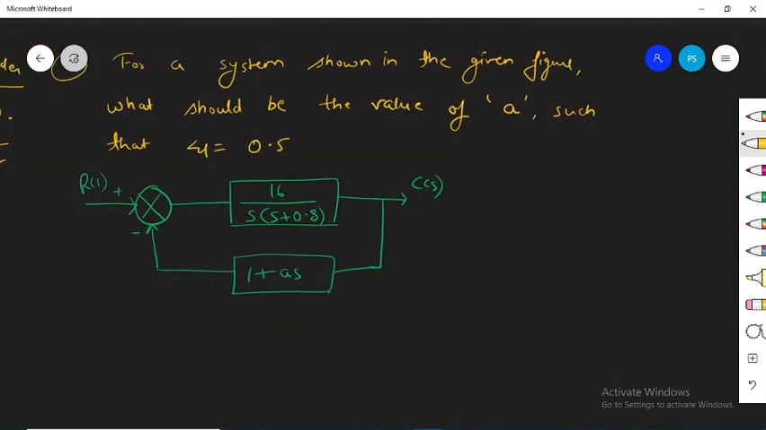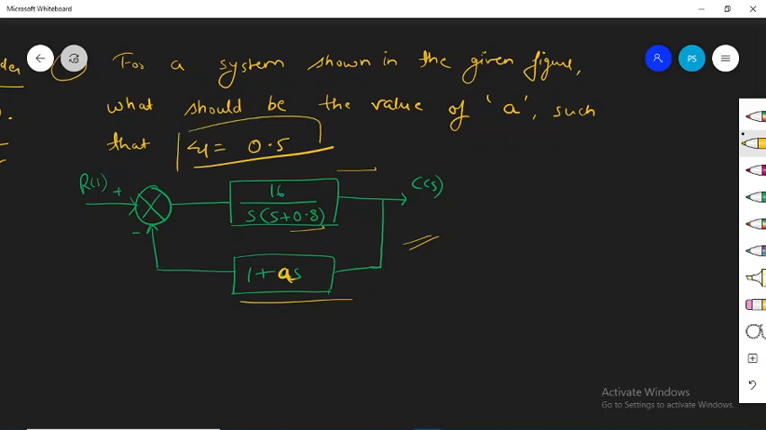And the next question states that for a system shown in the given figure, so one figure is given over here. For the system, what should be the value of A? यहाँ पे system में देखते हैं forward gain path, it's 16 divided by s into s plus 0.8, and the feedback path is having the gain of 1 plus As. So what should be the value of this A? इसकी value क्या होनी चाहिए such that the value of zeta is equal to 0.5.